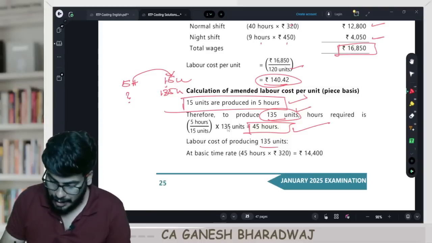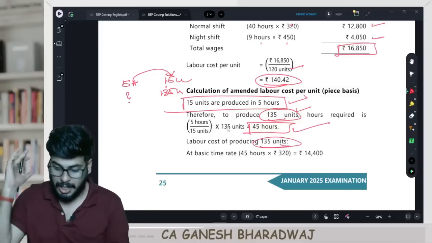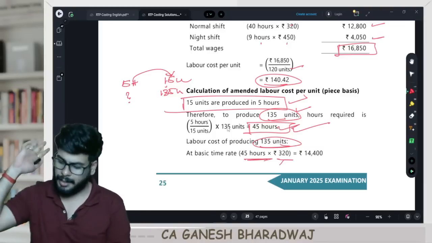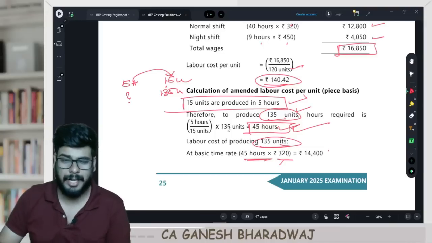Now, what is the labor cost for producing 135 units? Now they are saying for each of these 45 hours, the company is paying the day rate, right? 320 rupees they are giving.